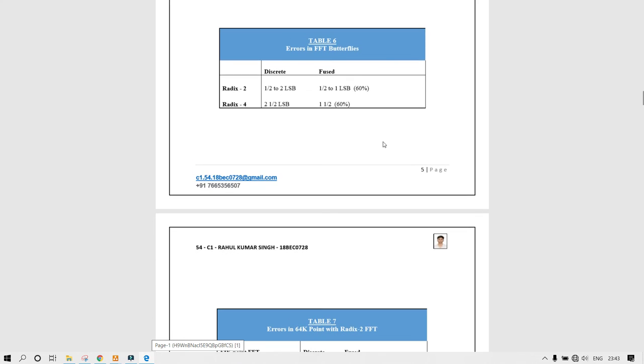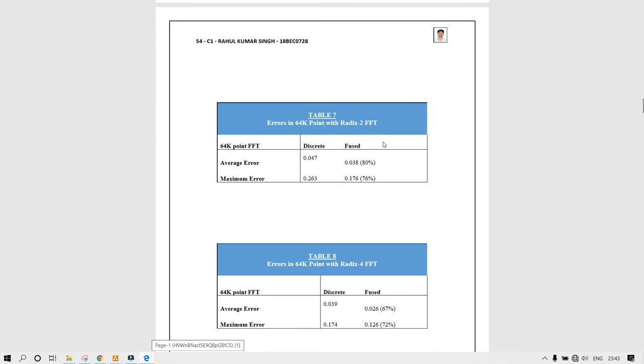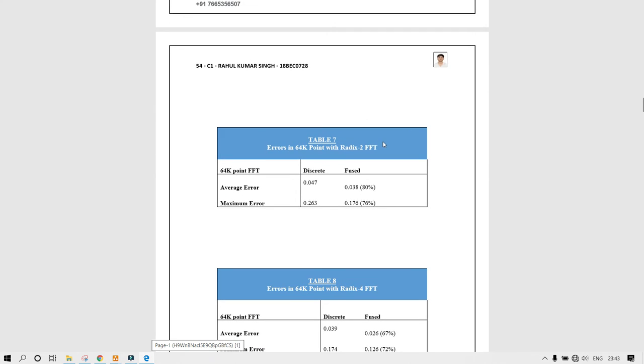Tables 6, 7 and 8 compare the errors in the existing architecture, which is discrete, and the architecture discussed in the paper, which is fused. And here also we can see there has been significant improvement while using fused floating point operation.